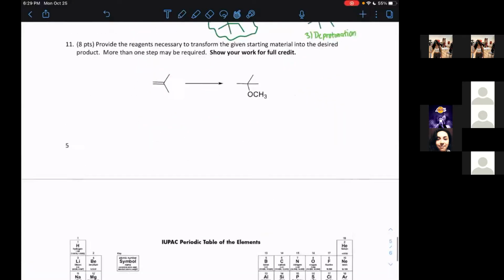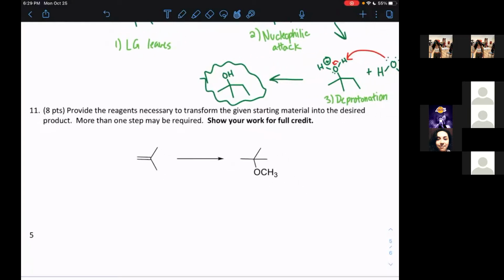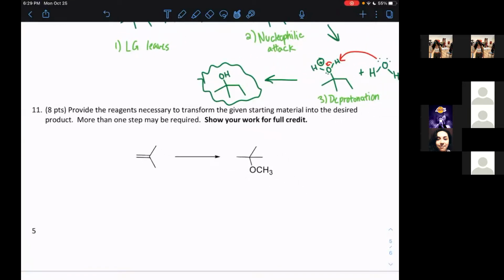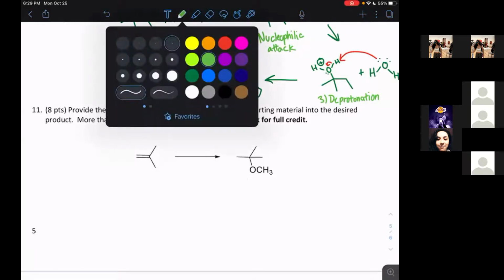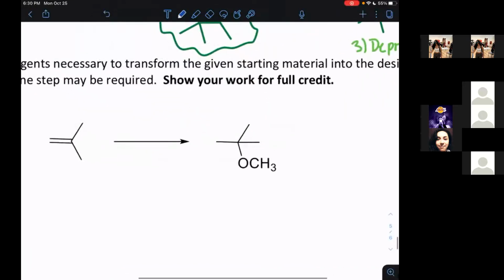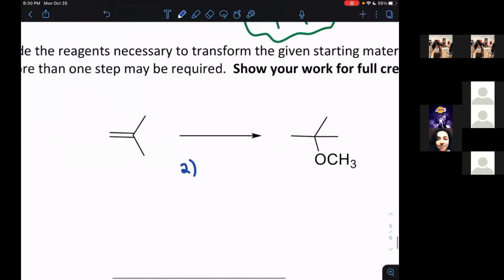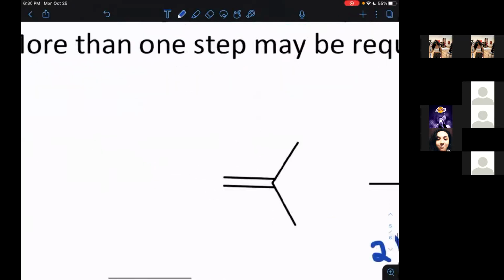Okay, so then we could go on to 11, which is the last one, which is awesome. So provide the reagents necessary to transform it into this product. Let me see. I'm not sure if I know where to start with this one. Some sort of substitution reaction. So first you need to do an alkene reaction, but you're going to need a leaving group also to get the OCH3 attached, right? Okay, yeah, true.